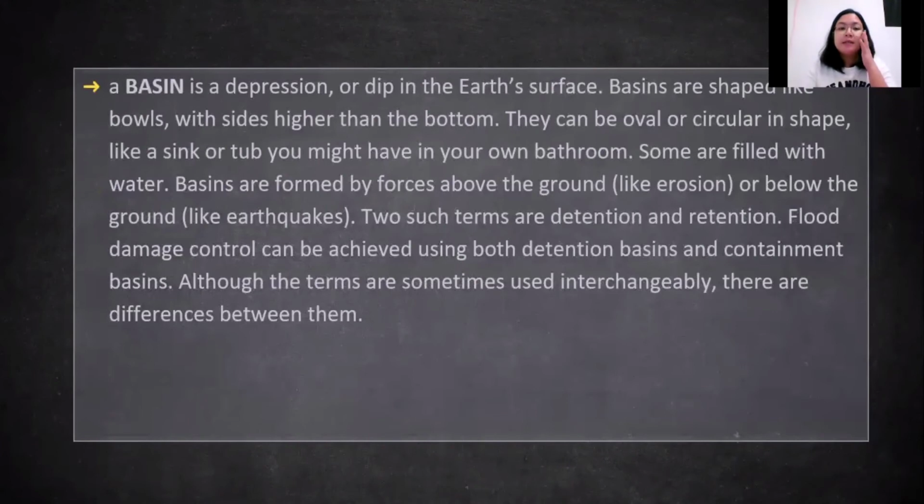Basin. A basin is a depression or a dip in the earth's surface. Basins are shaped like bowls with sides higher than the bottom. They can be oval or circular in shape, like a sink or tub you might have in your own bathroom. Some are filled with water. Basins are formed by forces above the ground, like erosion, or below the ground, like earthquakes.